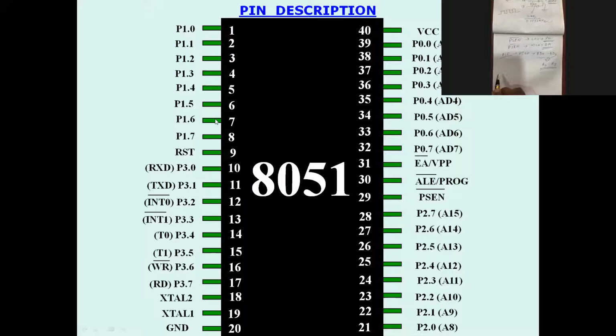Next, you know, this is the ALE function, right? Next is PROG. It's a very important pin. PROG is program.